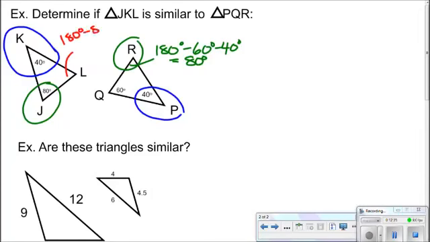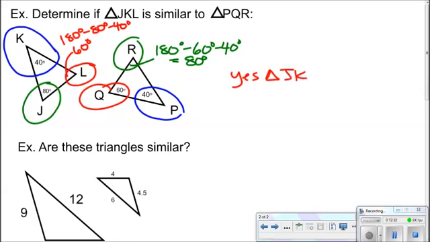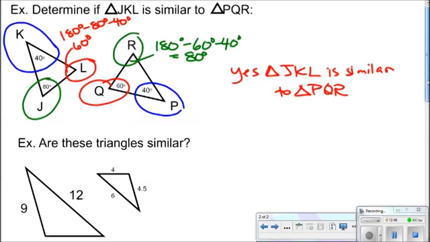We're going to do the same for angle L. So take away the 80 degrees of angle J, take away the 40 degrees of angle K, and we get 60 degrees. So that shows us that L and Q are equal. So the corresponding angles are all equal. So yes, triangle JKL is similar to triangle PQR. And so you should always have a statement like this at the end of a question that's asking you if two triangles are similar.